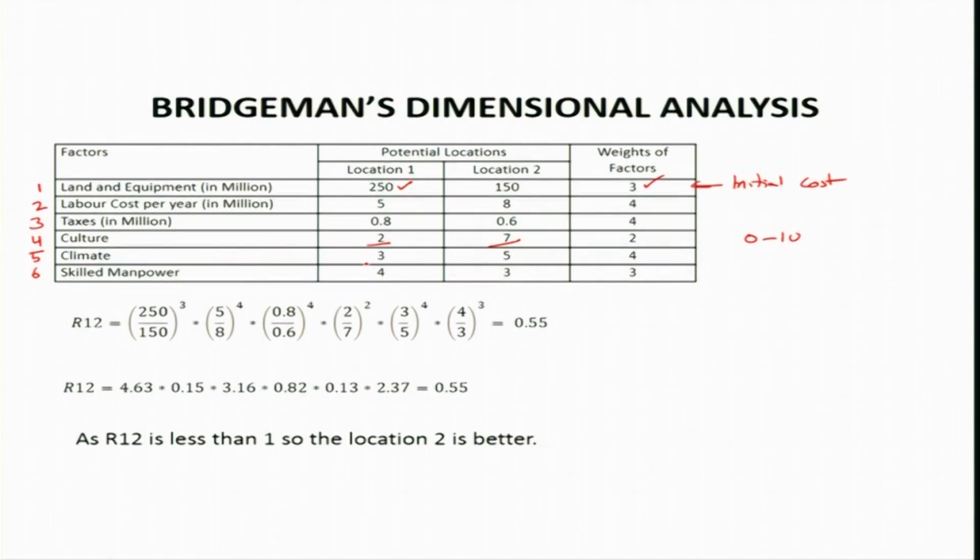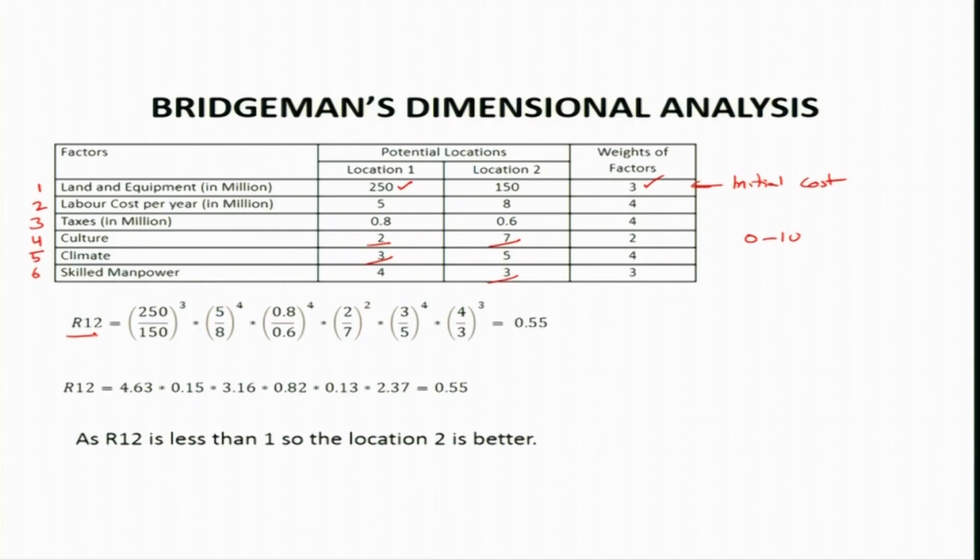And for climate, this location has a better score, and from the skilled manpower perspective, location 2 has a better score, and these are the weights we have given. We can use the pair comparison technique to identify these weights, so we are not repeating that here. Now, we will calculate the score R 12.